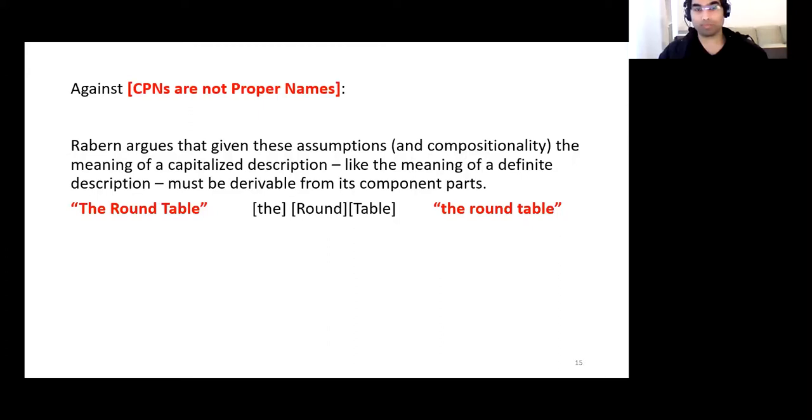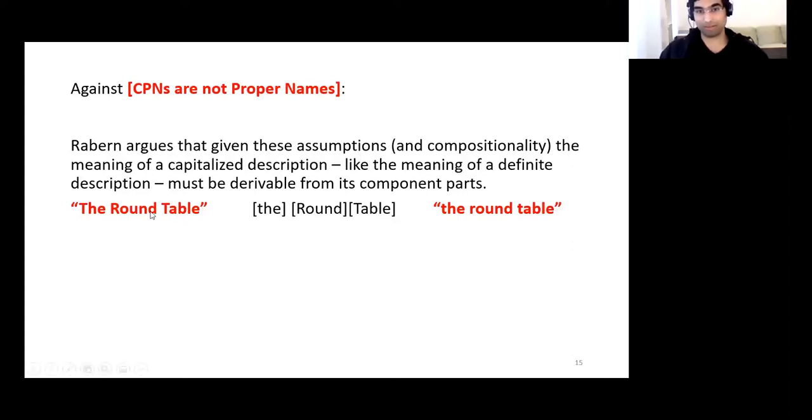So consider the expression the round table. According to Rayburn's first assumption, the purported determiner the here is the definite article, and secondly, the nominal round table has two syntactic constituents. Now, Rayburn argues that given these two assumptions and the principle of compositionality, the meaning of a capitalized description, like the meaning of a definite description, must be derivable from its component parts.